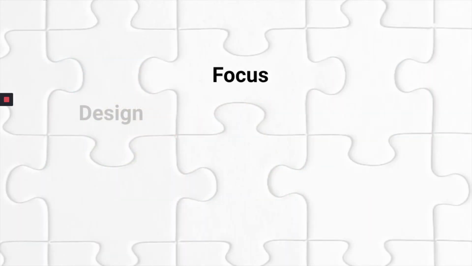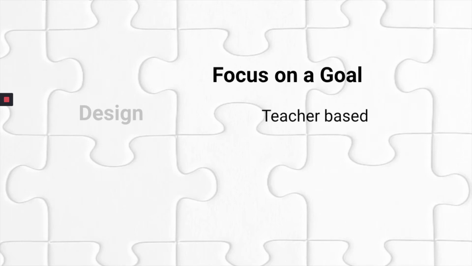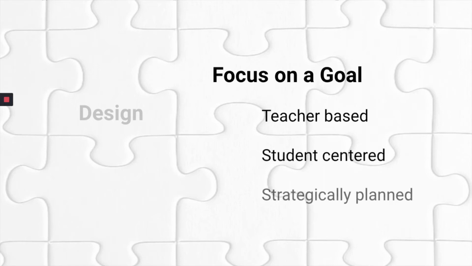Now, the next 4 or so steps are largely drawn from that cycle. So the beginning is focus on a goal. There are 3 that we identified. Three variations of this we identified. The first one is taken from the Google coaching cycle, which are teacher-based goals, but we also expanded into other types of goals: student-centered goals and strategically planned goals. So let me break those down for you a little bit here.